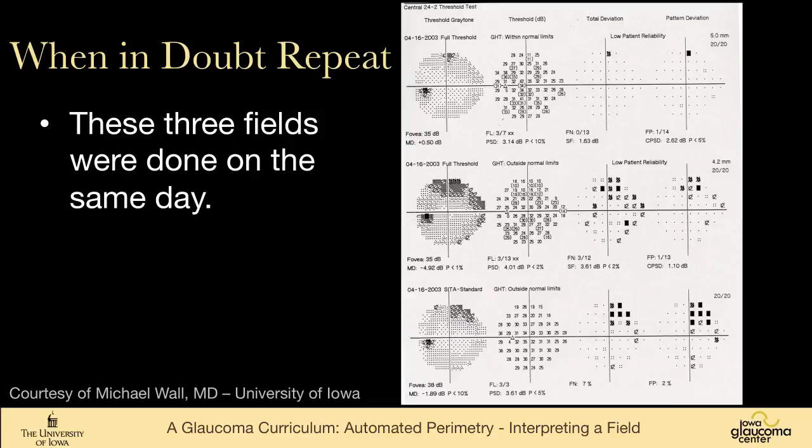And this field on the right is from a patient who was tested 3 times in the same day. And you can see that there's a lot of variability in this patient. So if you see a field that's surprisingly worse and it doesn't fit the nerve, doesn't fit the pressure or the patient's disease course, you should always repeat it.